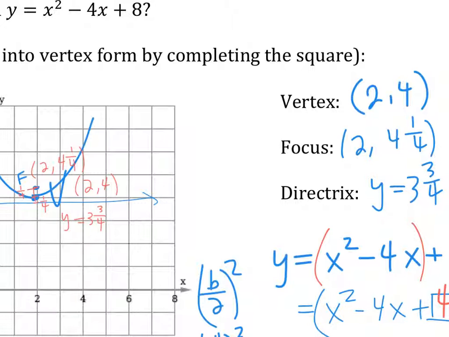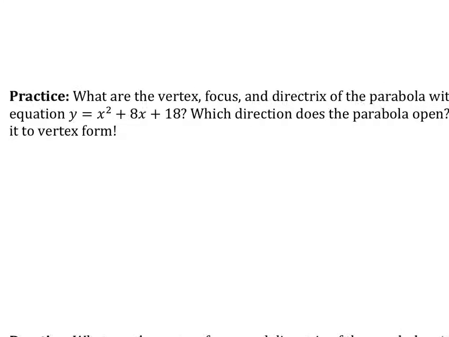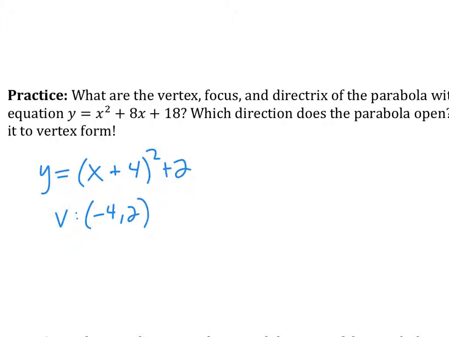Okay, let's have you practice. Next page. What are the vertex, focus, directrix of the parabola with this equation? You do need to complete the square. Okay, so you want to just kind of see which direction this parabola opens, get it to vertex form. Okay, go ahead and do that. Let me know when you're done. So the vertex form is y equals x plus 4 squared plus 2. The vertex is at -4, 2. The focus is -4, 2 and 1/4. And the directrix is a line, y equals 1 and 3/4.